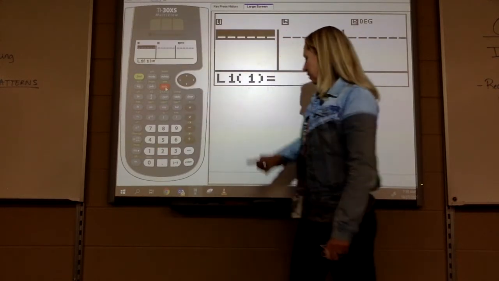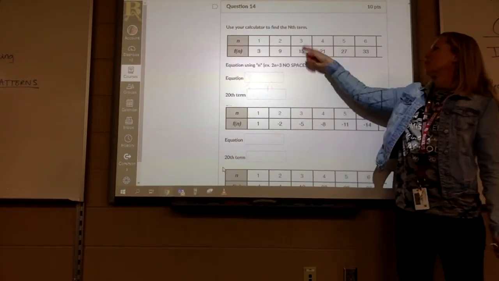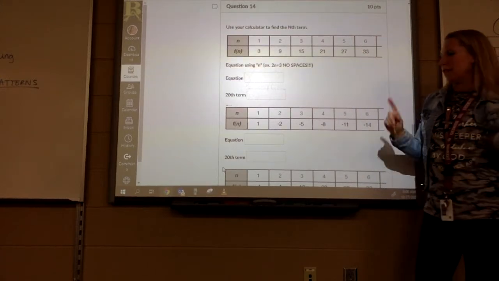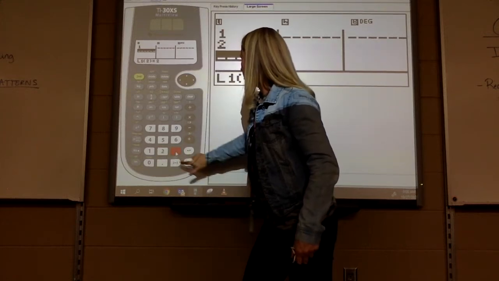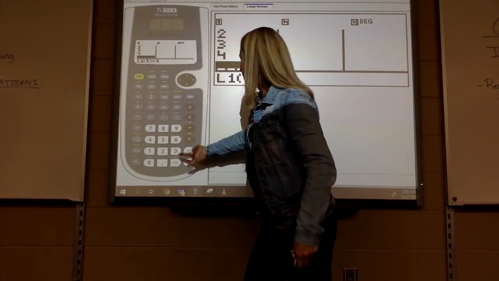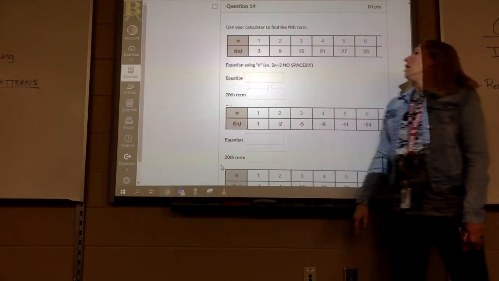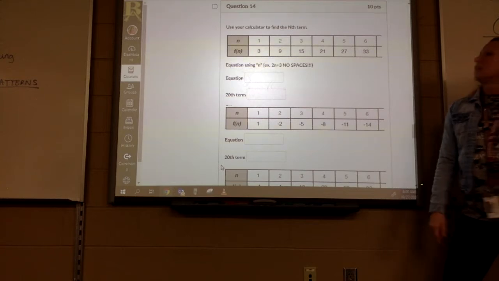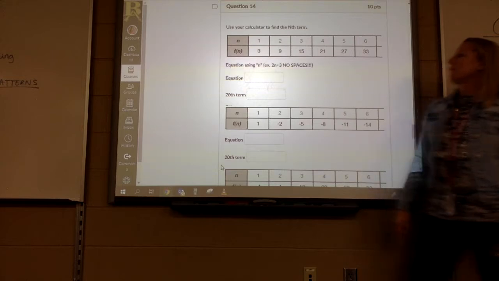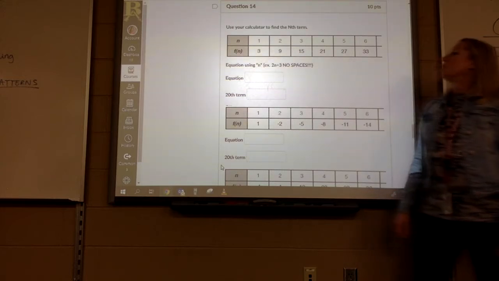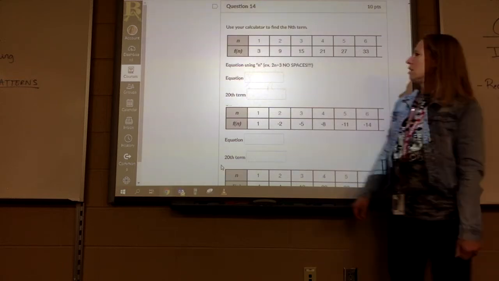Data. Okay. So let me go to the picture. So you're going to do 1 enter, 2 enter, 3 enter, 4 enter, 5 enter, 6 enter in the first list. 1, 2, 3, 4, 5, 6. Okay, the next one is 3, 9, 15, 21, 27, and 33.